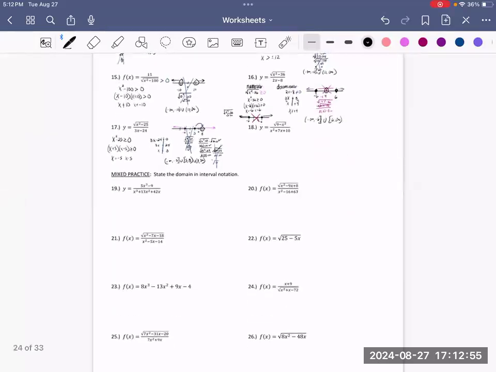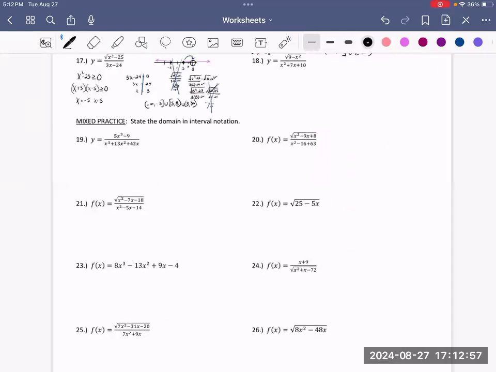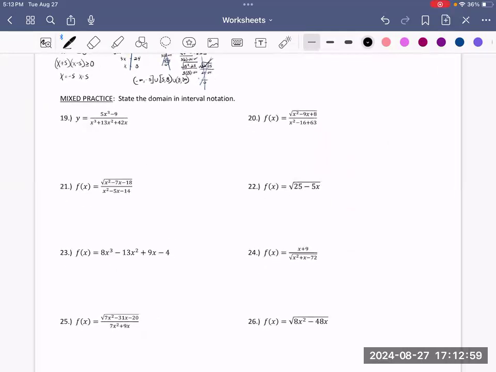And there we go. So if you need some more practice, here you go. Just state the domain in interval notation. So there's just some extra stuff.